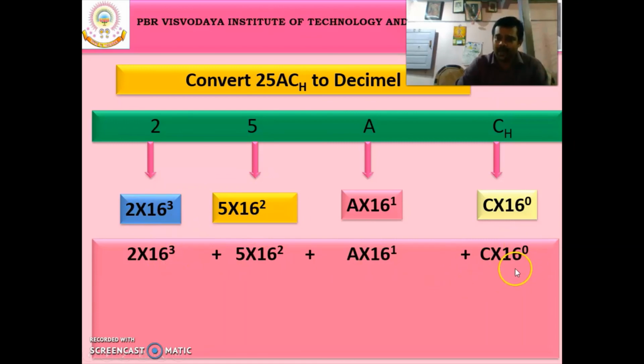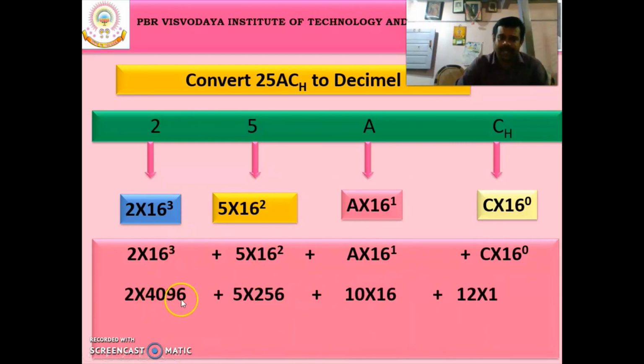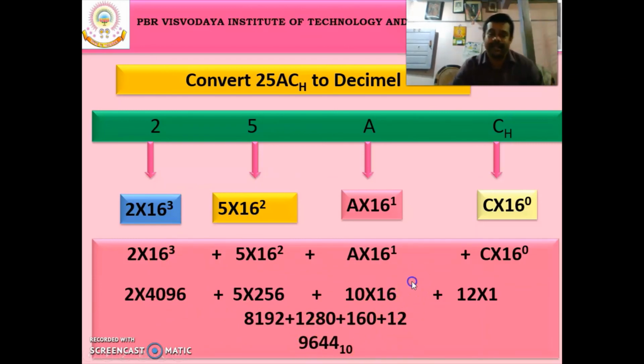16 power 0 is 1, 16 power 1 is 16, 16 power 2 is 256, and 16 power 3 is 4096. So while adding, we will get 9644 to the base 10.